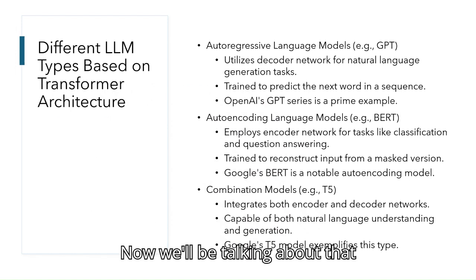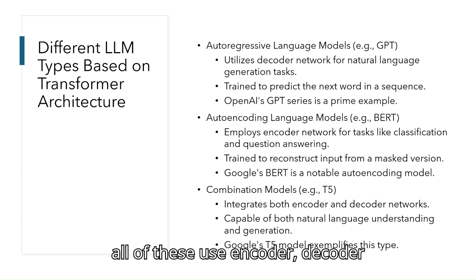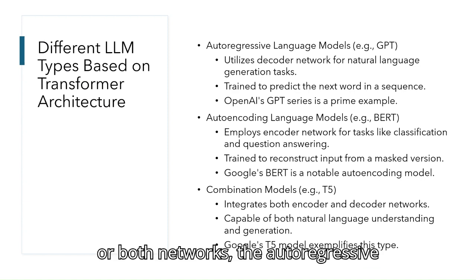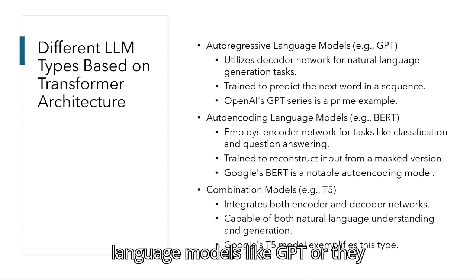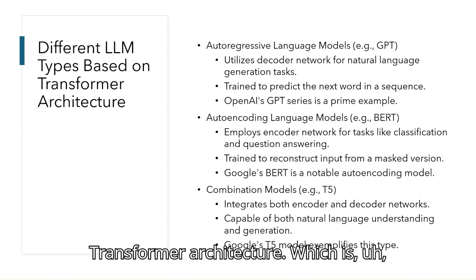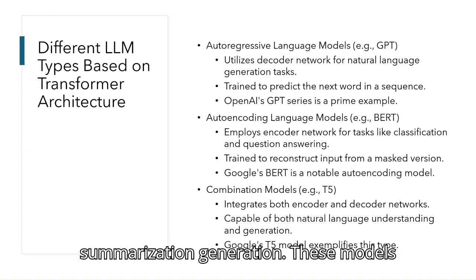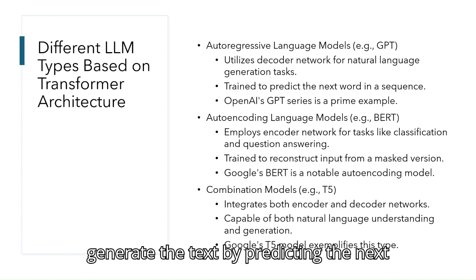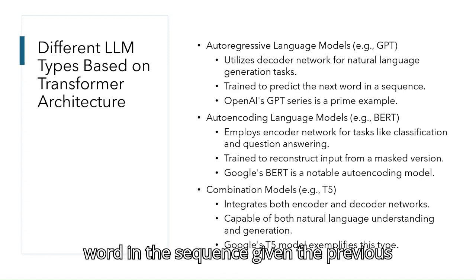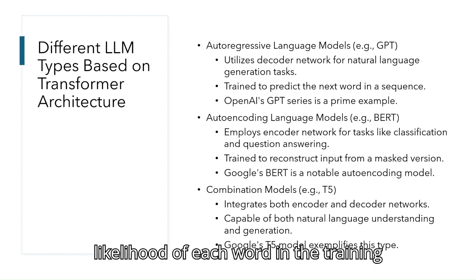Now we'll be talking about the multiple types of LLMs, as we have discussed, and based on the architecture, basically all of these use encoder, decoder, or both networks. The autoregressive language models like GPT use the decoder part of the transformer architecture, which makes them more suitable for natural language generation tasks like text summarization and generation. These models generate the text by predicting the next word in the sequence given the previous words, and they are trained to maximize the likelihood of each word in the training dataset given its context.